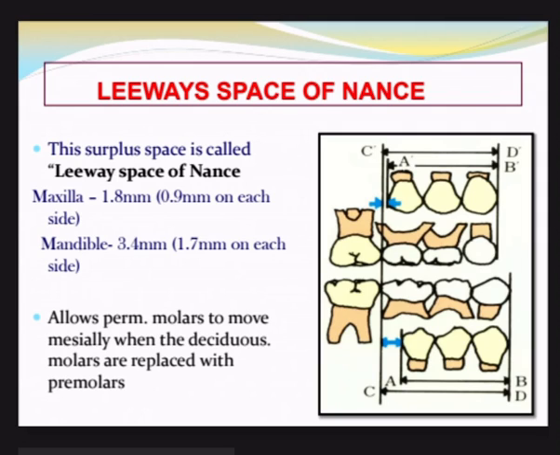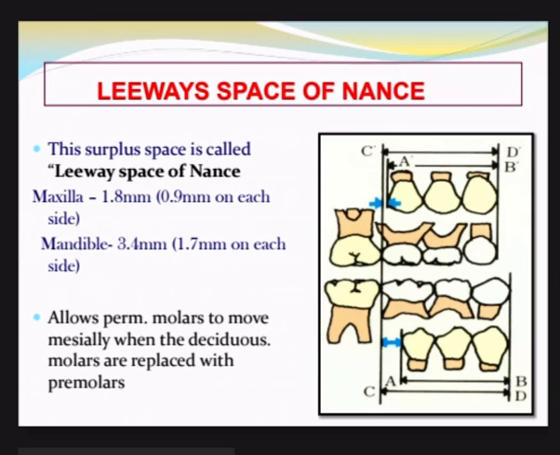If you look at the picture, I will tell the values. In the maxilla, the leeway space of Nance is 1 mm in the maxillary arch, that is 0.9 mm on each quadrant, and in the mandible it is 3.4 mm, so 1.7 mm in each quadrant. So what is this leeway space?